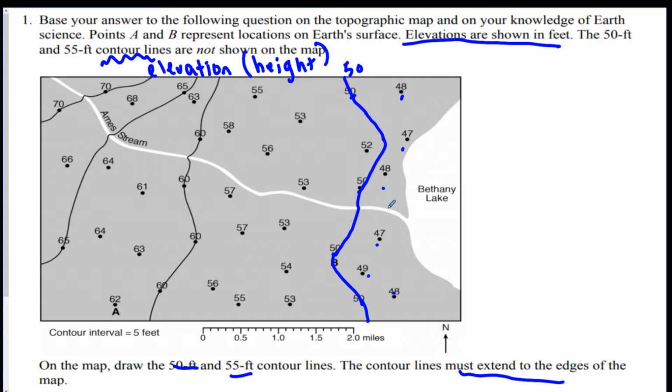All of those numbers right there are less than 50. So I did that right. And all the numbers on the other side are more than 50. So that's the way to check. So 50 is done. So now we'll do 55.